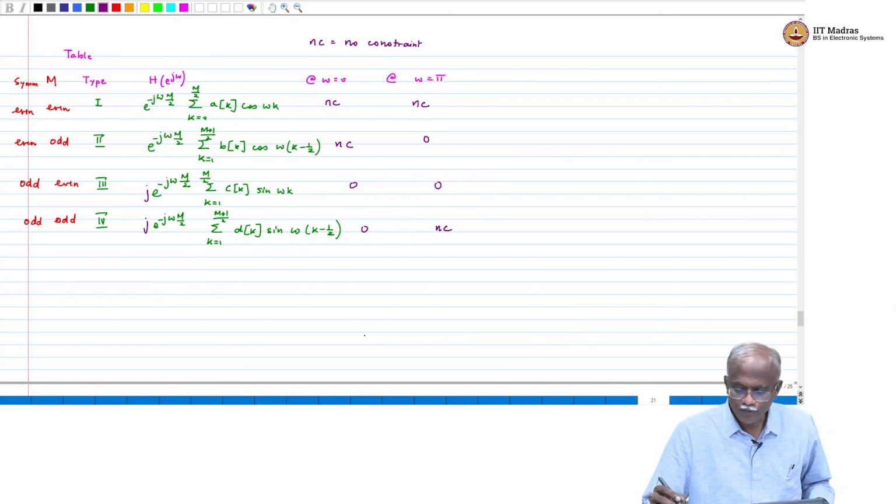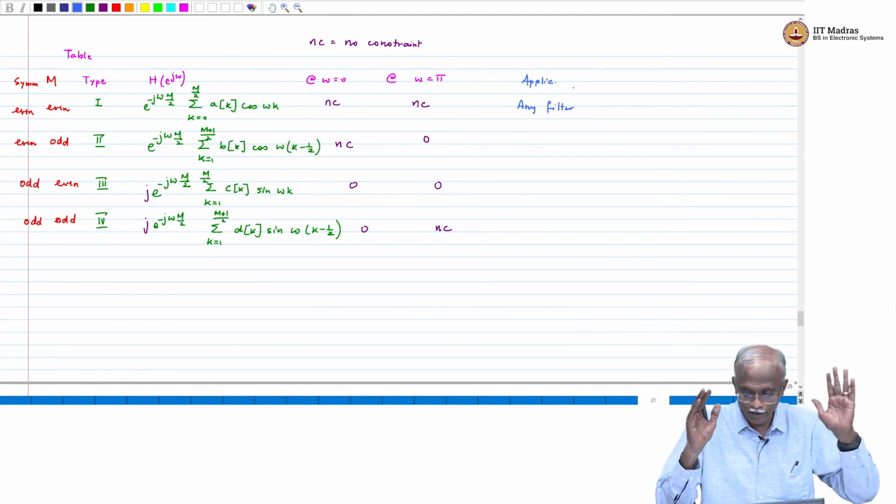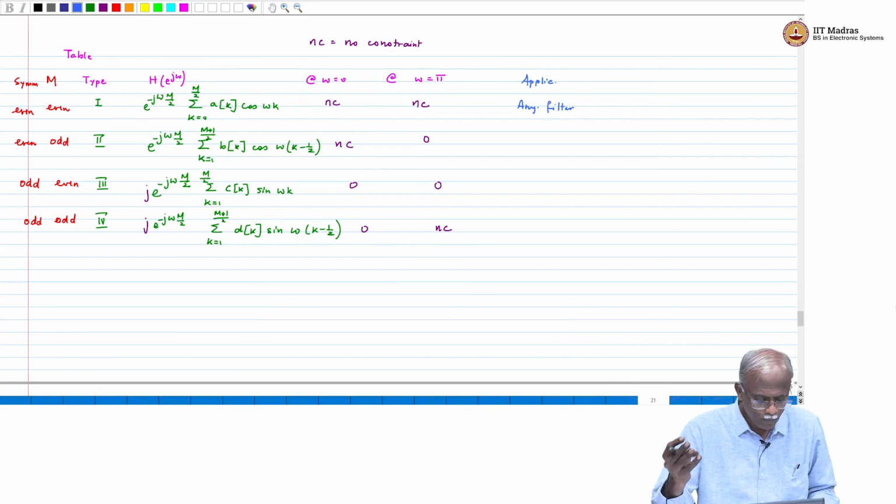Okay, so in terms of applications, where can we use these particular ones? The most general form of linear phase FIR is type 1. So you can do low pass, high pass, band pass, any filter can be designed here. Here, anything except high pass. Why is high pass not allowed? Because the response becomes 0 at ω equal to π.